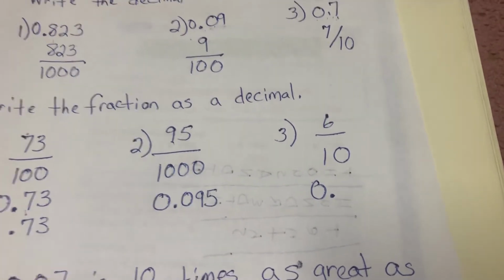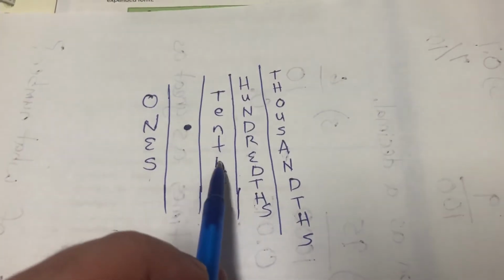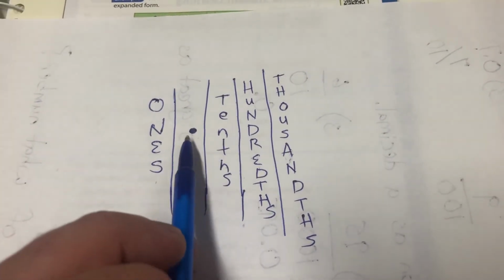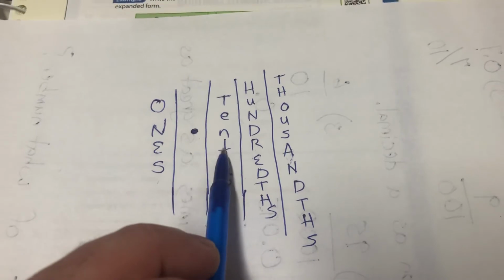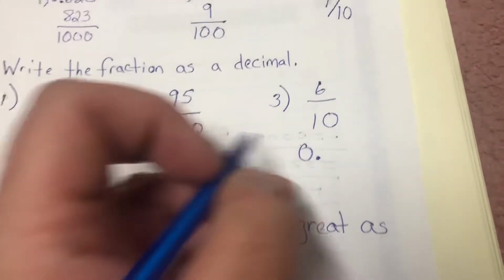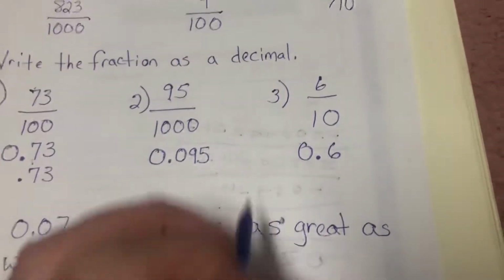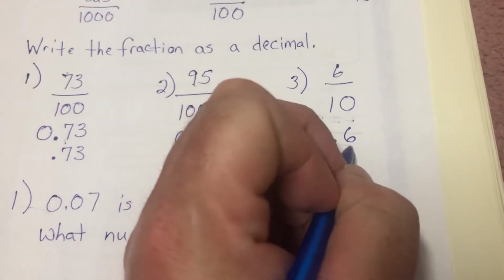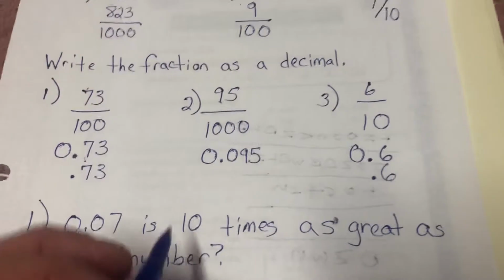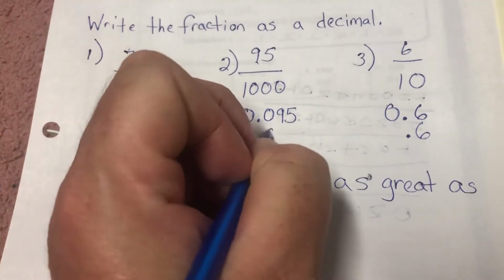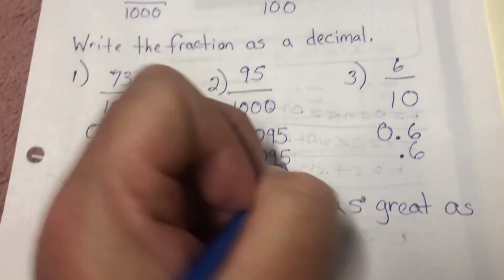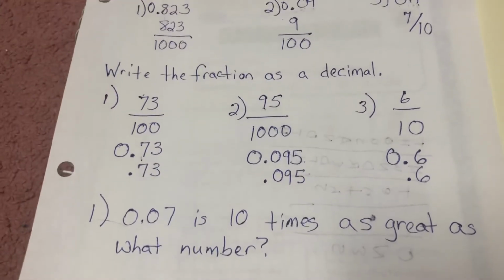And since it's 6 tenths, and if I look back at this one more time, since it's the tenths that comes right after the decimal and it's 6 tenths, my 6 needs to go here. So that makes it pretty straightforward. I'm just going to have 0.6, or if I don't want to put the 0, I can just put .6. Just like here in number 2, if I just wanted to put 95 thousandths, that would be okay.